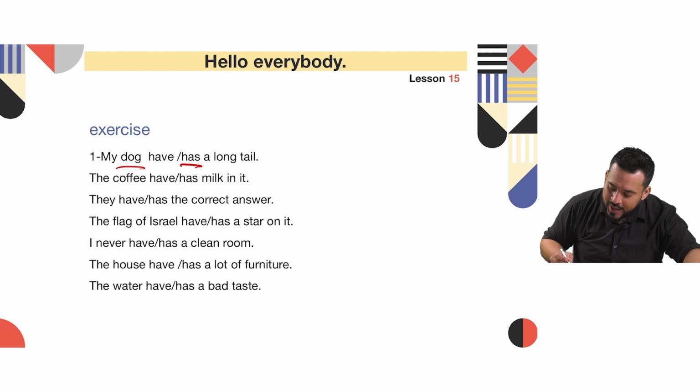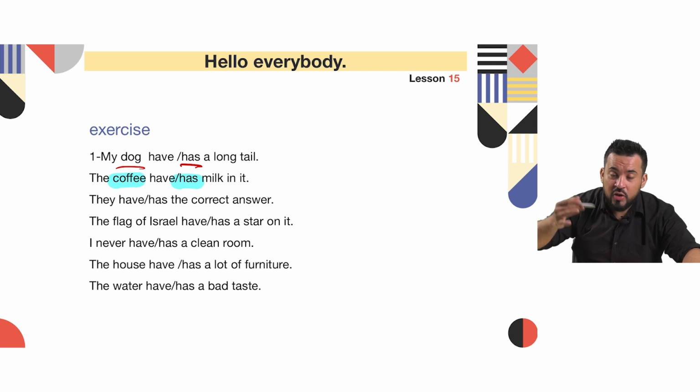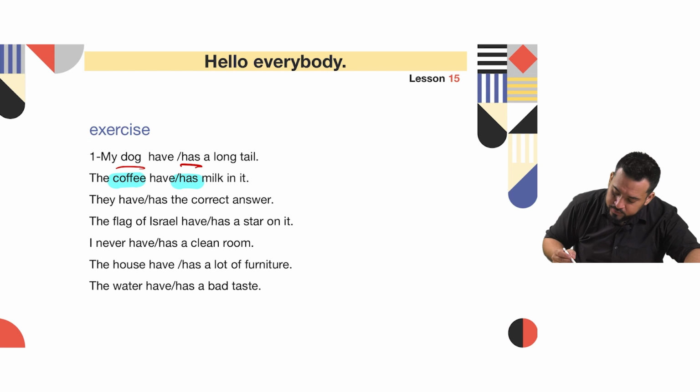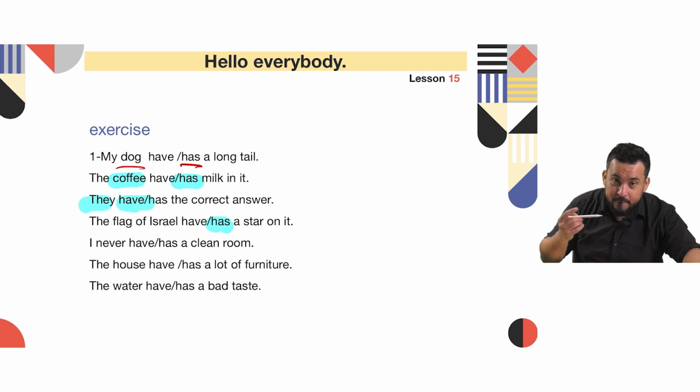The coffee, have or has, milk in it? The coffee has milk in it because it is uncountable. Okay, and with uncountable nouns, we don't use have because they don't have a plural form. So we always use the singular form with the uncountable. They, have or has? Of course, it's have because they is plural. The flag of Israel, have or has, a star on it? Of course, the correct answer is has because we're talking about one country.